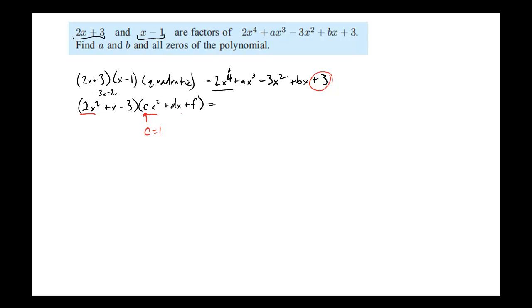And then I look over here and I look at the last one, the plus 3. Everything else is going to have an x in it. The only thing that's not going to have an x is when I do negative 3 times f. And the only way negative 3 times f is going to give me positive 3 is if f equals negative 1. So I'm actually a good part of the way there already, right? So let's just rewrite this. So I'm going to have 2x squared plus x minus 3. And then I've got c, which is 1. So x squared plus dx minus 1 equals that whole thing.